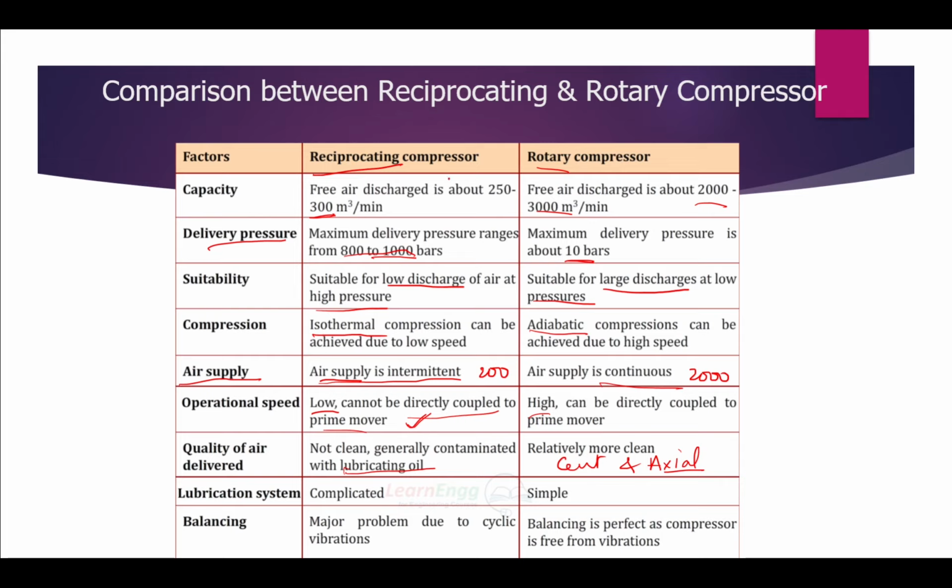Since it is a reciprocating compressor, friction will be very high; in rotary it is very less. Balancing, as I said earlier, whenever there is a reciprocating system, we need a flywheel, and there will also be vibrations. To reduce these vibrations, the compression will be done in multiple stages. Here it is a rotary motion, so there is no chance of vibrations or imbalancing. Okay, so this is how the theory of compressors works.